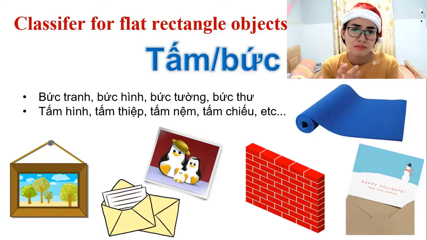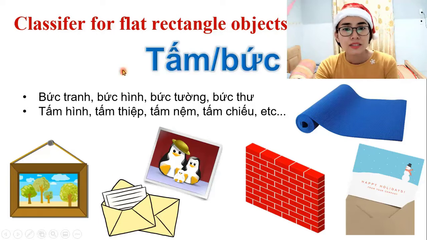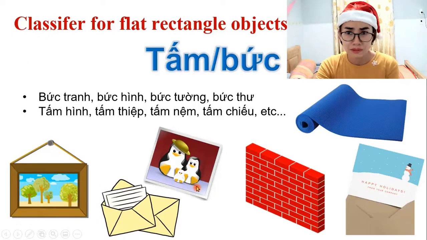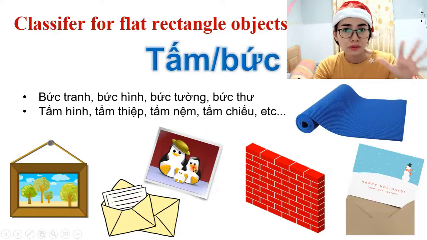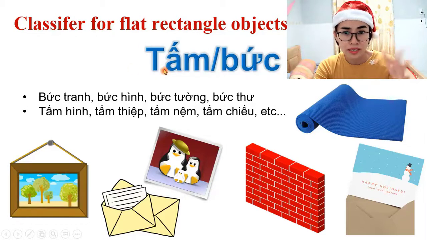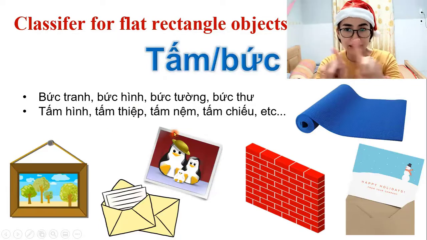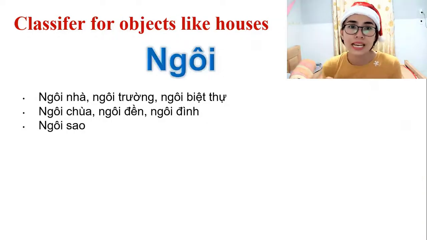But actually, there are not so many objects that use tấm and bức. So for this confusing classifier, why can this and this be the same classifier? Confusing. So don't stress out. Don't pay too much attention to the definition. Just study tấm hình, bức hình together, as a pair, like friends. Okay, next.